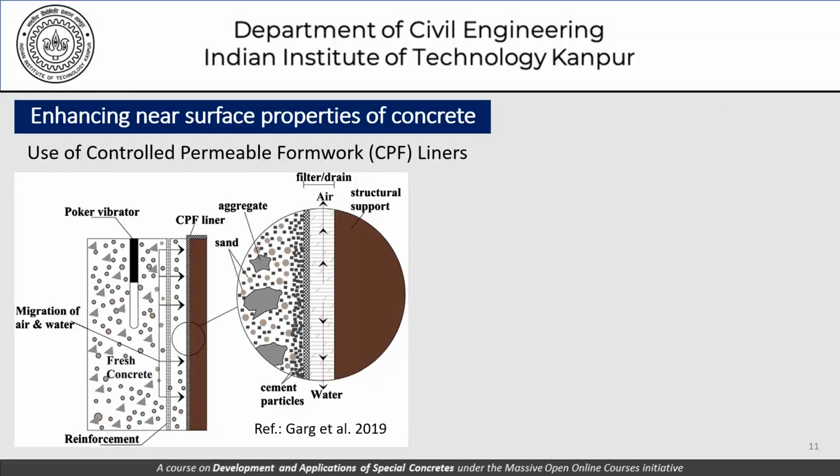This is a diagrammatic representation of a controlled permeable formwork, or a CPF liner, and we can see this reinforcement here. This is the CPF liner, and fresh concrete being vibrated leads to the migration of air and water as shown here, cement particles accumulating here, and air and water being brought into this region and being taken off. So this fabric essentially acts as a filter and drain, and this of course is the regular formwork that we are using. So it could be a steel formwork, it could be plywood formwork with a CPF liner attached to it.